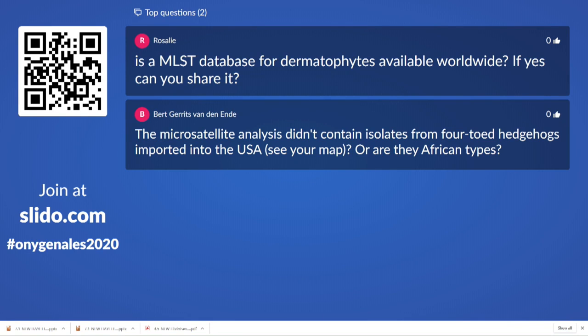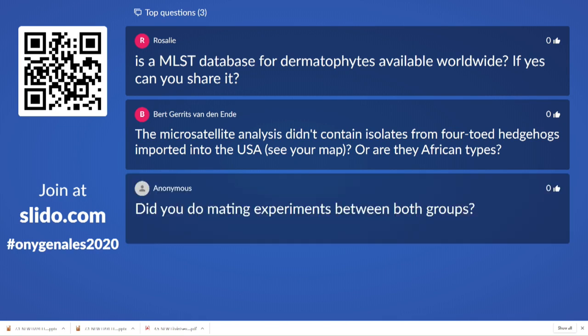The microsatellite analysis didn't contain isolates from four-toed hedgehogs imported into the US. Are they African types? Well, we don't have isolates from the US, unfortunately.